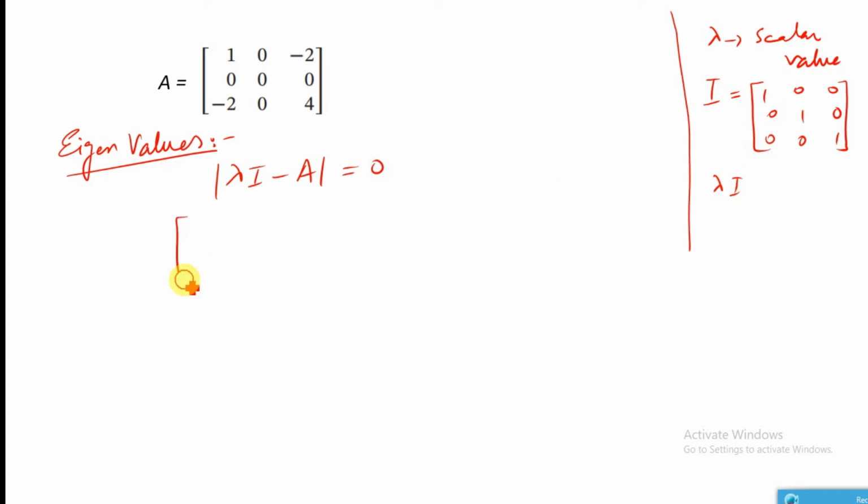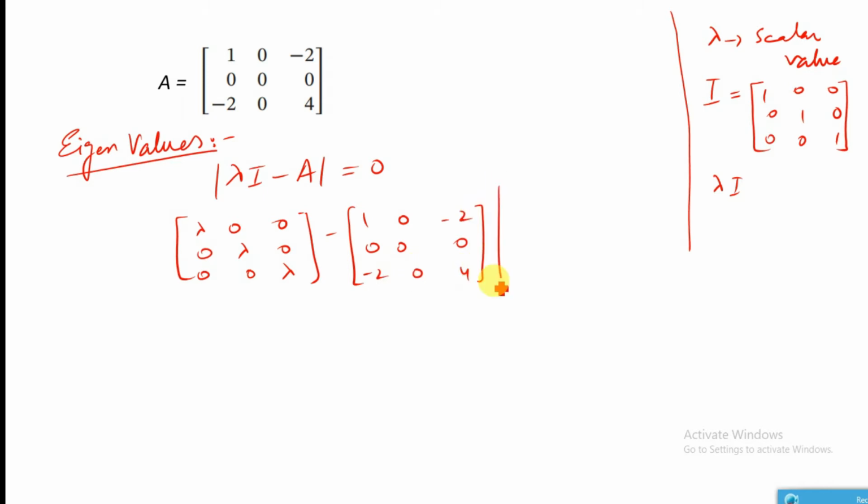It gives us lambda 0 0, 0 lambda 0, 0 0 lambda, and subtract A from it, that is 1 0 minus 2, 0 0 0, minus 2 0 and 4. Then take their determinant and equate it to 0.